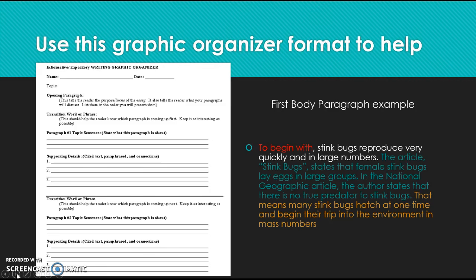If you look at my paragraph and then back over at the graphic organizer, you can see that I have a topic sentence, as well as some supporting details, information that I have cited from the text, and connections that were made. To begin my next paragraph, I'm going to need another transition word. Let's take a look.